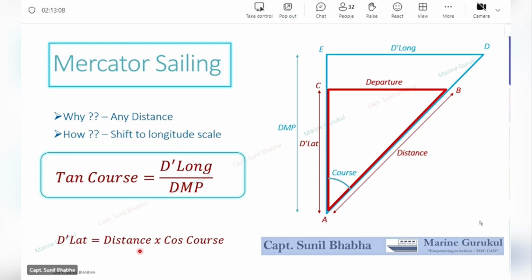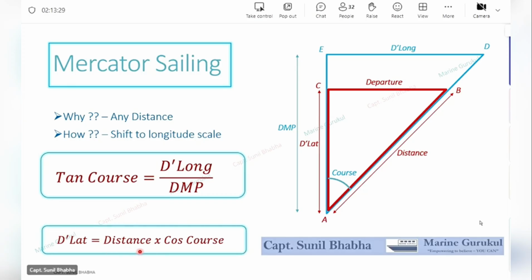D lat is equal to distance cos course. The course has been obtained using the Mercator sailing formula. Same course is used here. The D lat between the two positions is fed into the formula and the distance can be calculated.